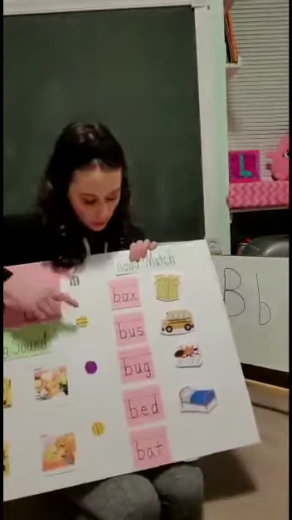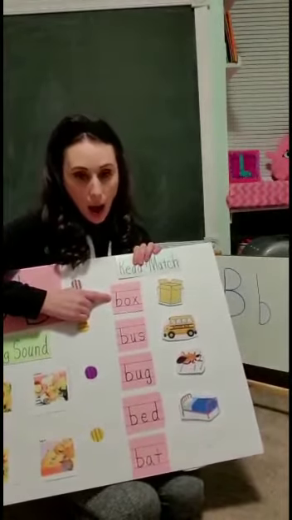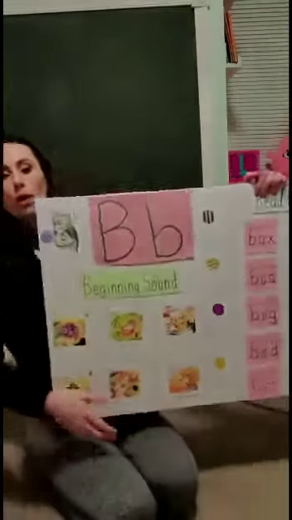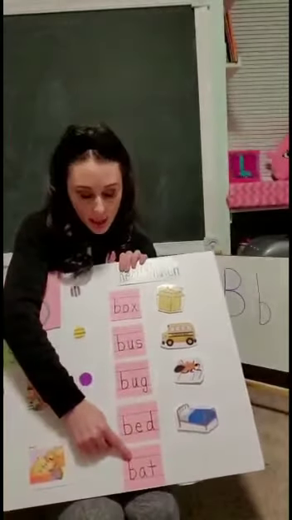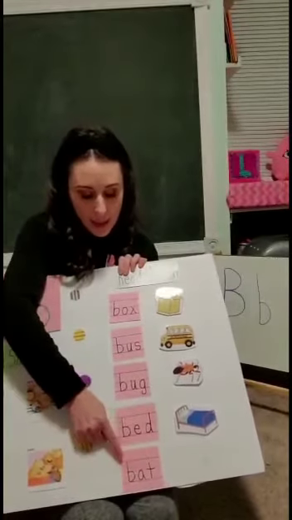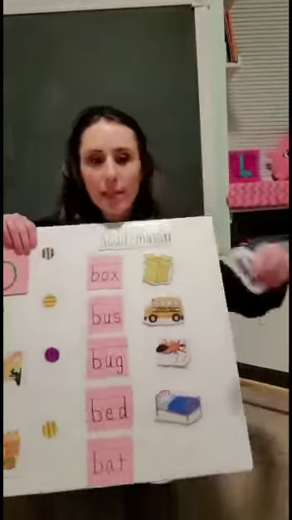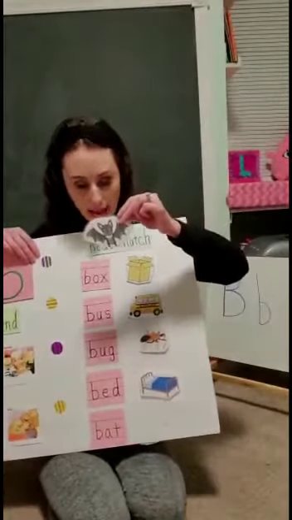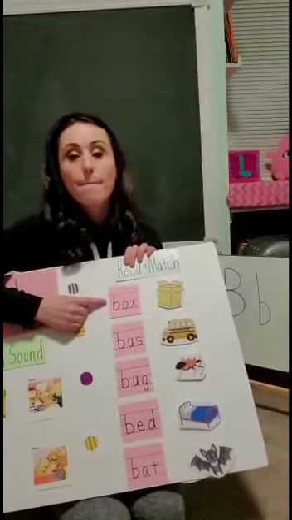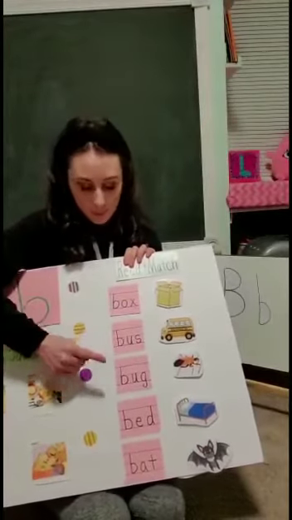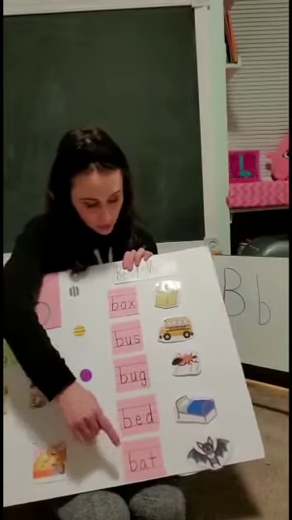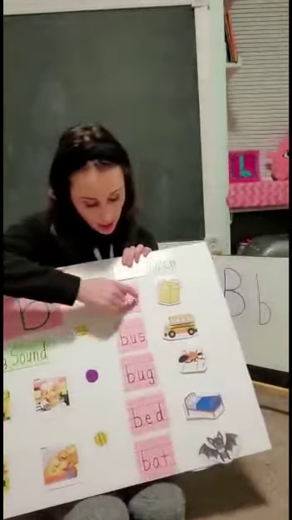There we go. So let's go over our words again. Let's say them with me. Box. Bus, bug, bed, and one more word. Let's do the last word, guys. Ready? B-A-T. B-A-T. Bat. So I have a bat that flies in the air. This could be a baseball bat or a bat like an animal. Okay, last time. Let's read all our words before we're finished. We have box, bus, bug, bed, and bat. They're all words that begin with B and have three letters.